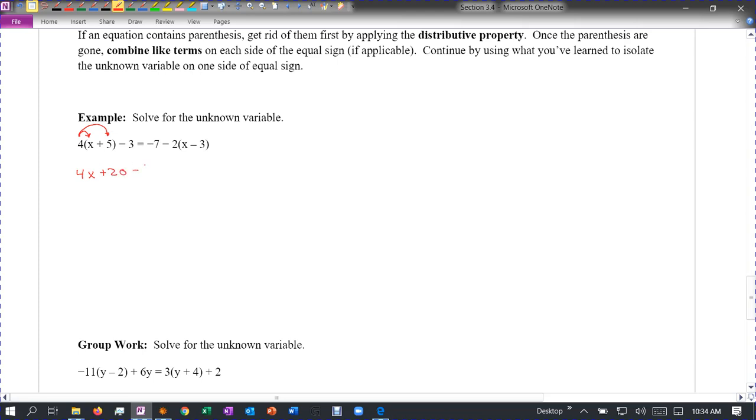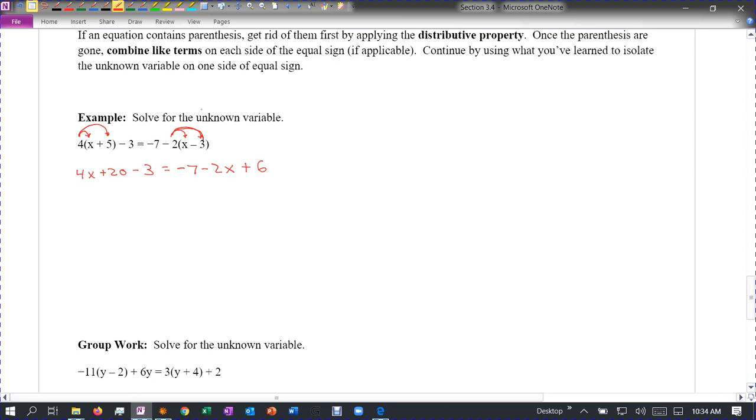Now we still had a minus 3 there. Then equals, and on this side I'm going to distribute a negative 2 through the parenthesis there. So I have negative 7 minus 2x, and then plus 6. Be careful on that plus 6. It's negative 2 times negative 3. That gives you positive 6.